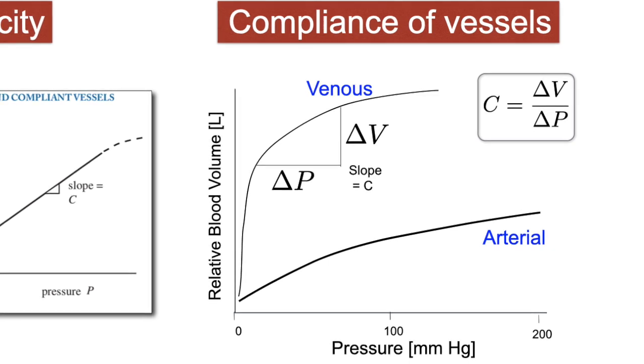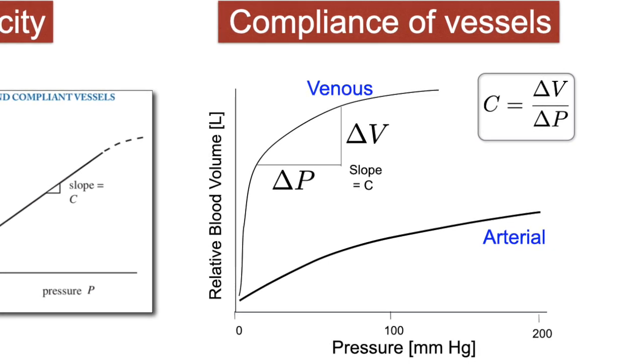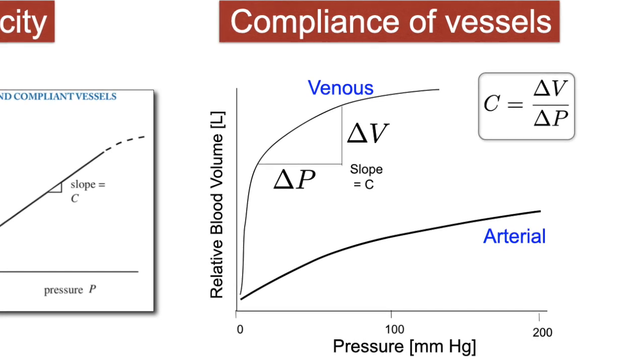We have different slopes, dramatically different slopes, for the arterial compliance compared to the venous compliance. So obviously there's something different about these vessels. And how do we explain that? Well, as many times in this course, to explain this functional difference, we have to look at structural differences.